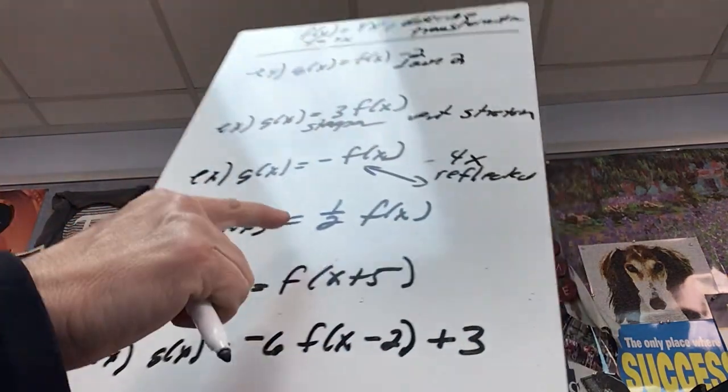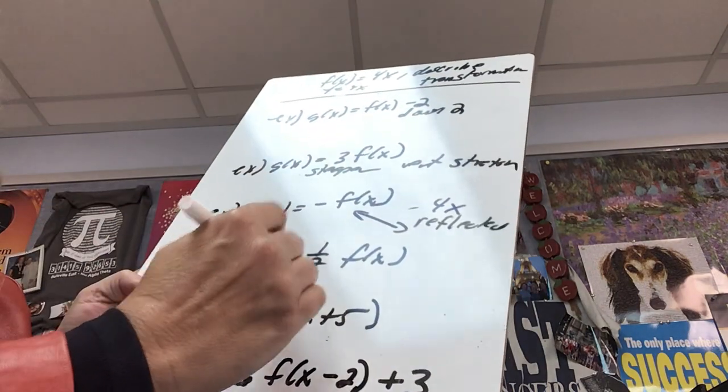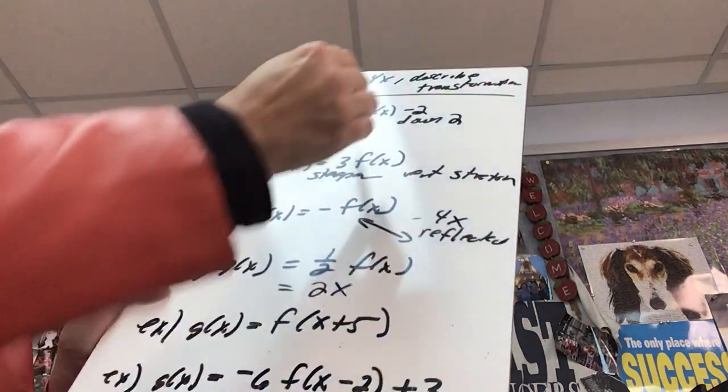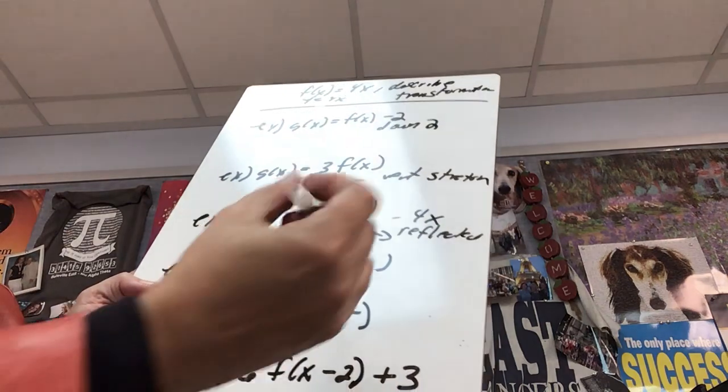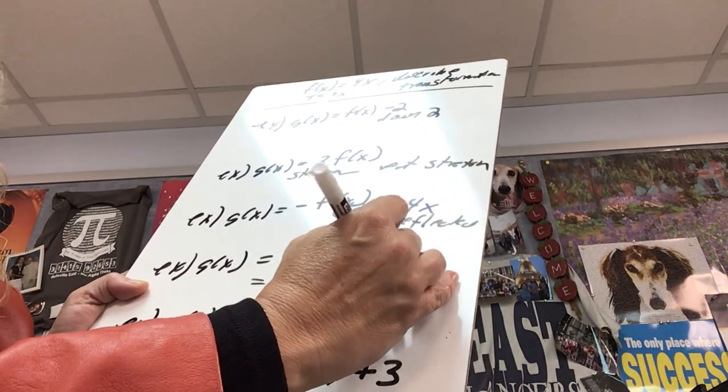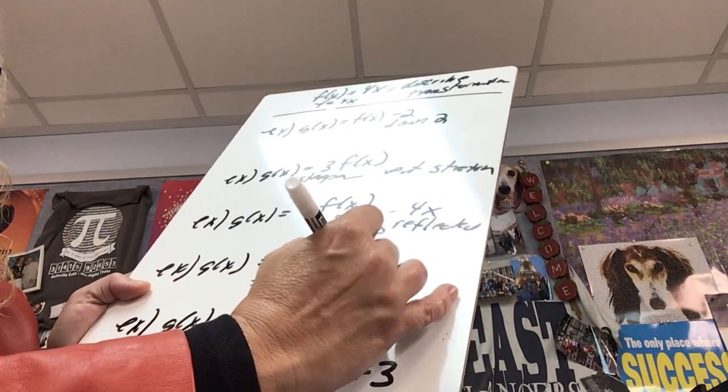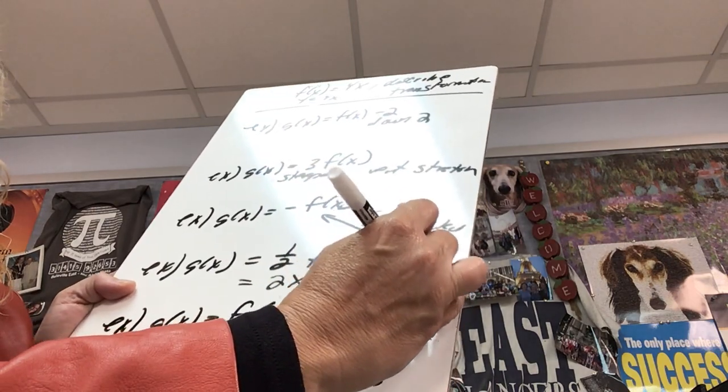All right, what does a 1/2 out in front mean? Well, if I take 1/2 of 4, isn't that now 2x? So doesn't that mean from here to here, my slope, it got flatter, it's got smaller, so it would be a vertical shrink.